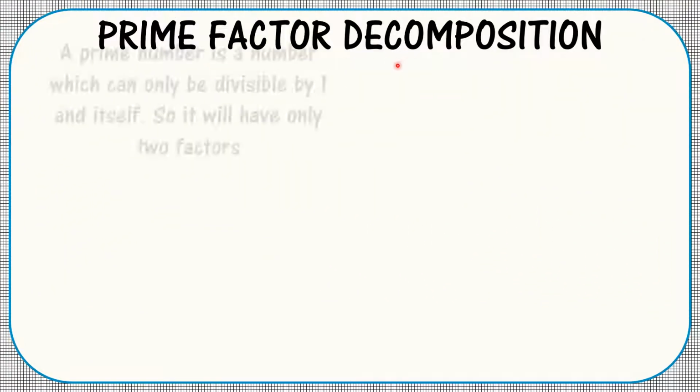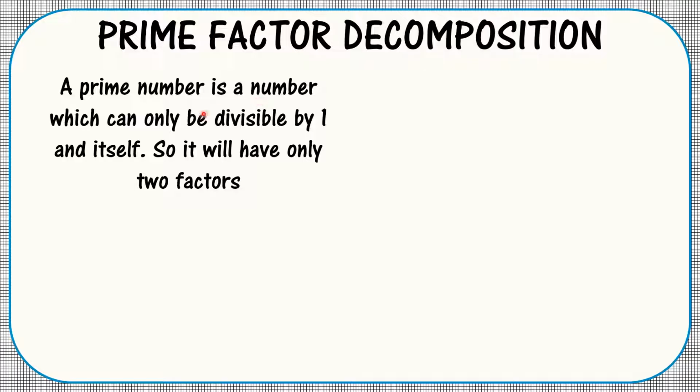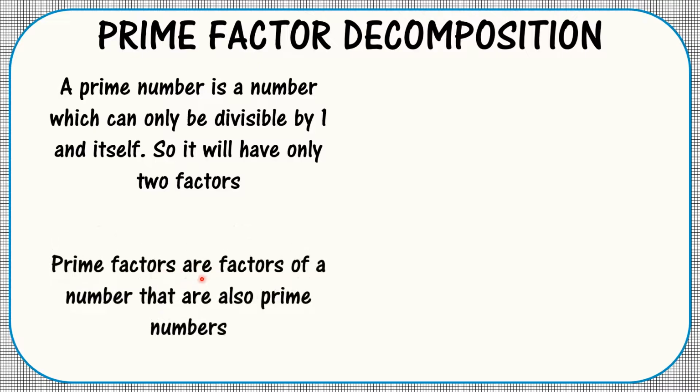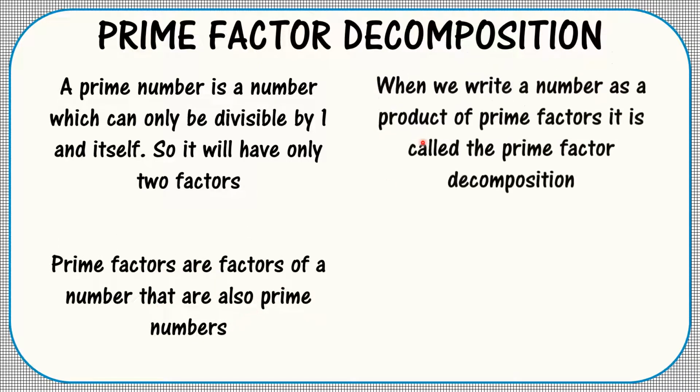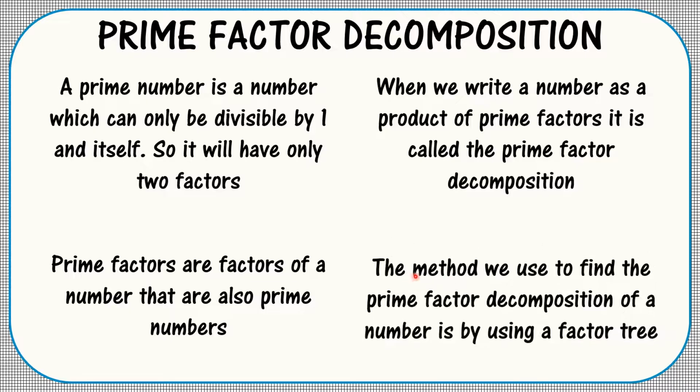For prime factor decomposition, a prime number is a number which can only be divisible by 1 and itself, so it will only have 2 factors. Prime factors are factors of a number that are also prime numbers. When we write a number as a product of its prime factors, it is called the prime factor decomposition, and the method we use to find the prime factor decomposition of a number is by using a factor tree.